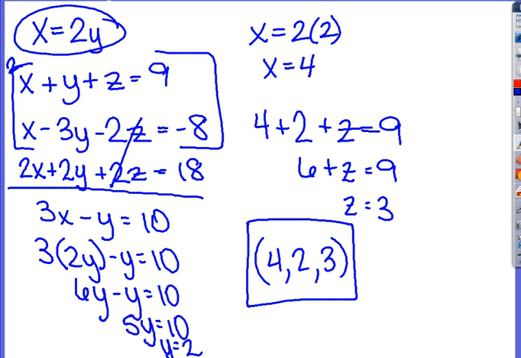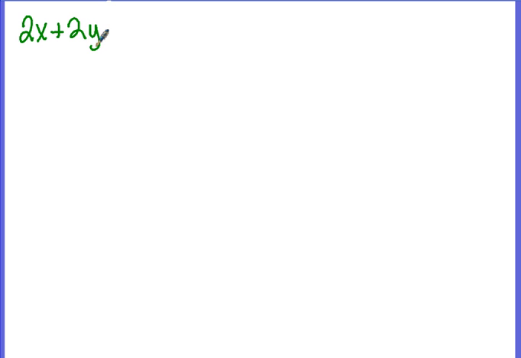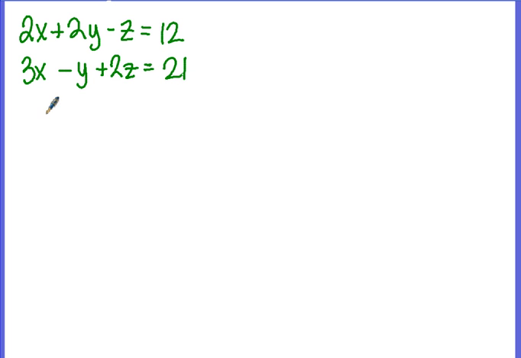All right, let's try another one. Again, we'll work this one together. We have 2x plus 2y minus z equals 12. 3x minus y plus 2z equals 21. And x minus 3z equals 0.